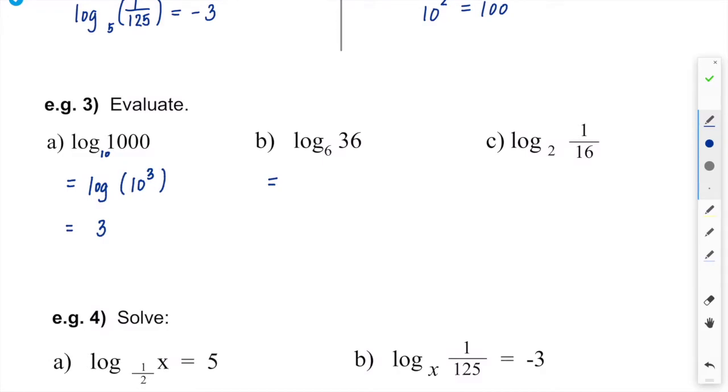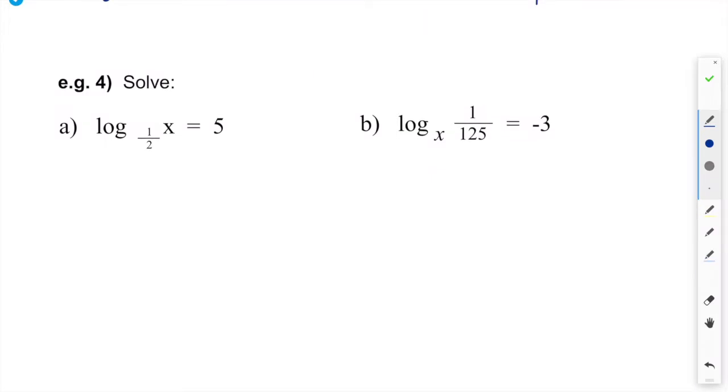So let's try this again. What power of 6 is 36? The answer is 2. And then to see what power of 2 is 1 over 16. Let's try to write 1/16 as a power of 2. Because of the 1 over, we know it's a negative exponent. 16 itself is 2 to the power of 4. So this is really 2 to the power of negative 4. Therefore, the answer is negative 4.